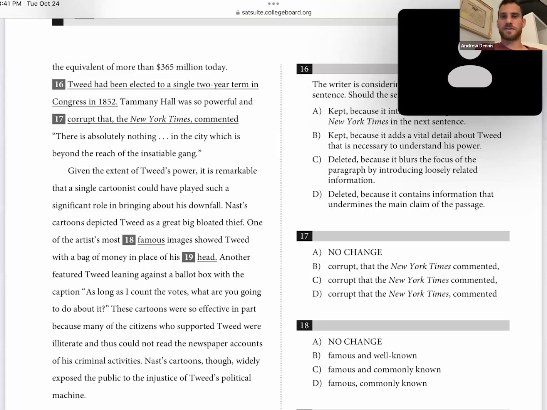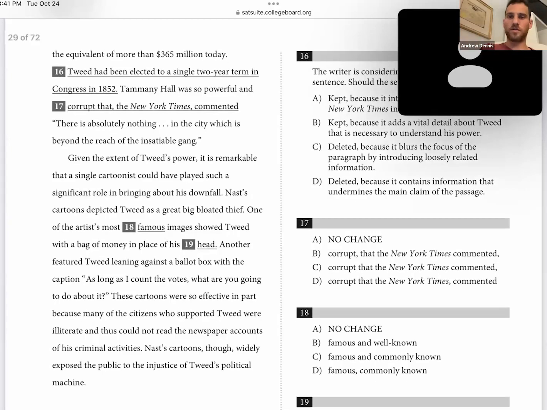There's absolutely nothing in the city which is beyond the reach of these insatiable gang. Given the extent of Tweed's power, it is remarkable that a single cartoonist could have played such a significant role in bringing down his downfall. Nast's cartoons depicted Tweed as a great, big, bloated thief. One of the artist's most famous images showed Tweed with a bag of money in place of his head. One of the artist's most famous and well-known, most famous and commonly known, or most famous commonly known images showed Tweed with a bag of money on his head.